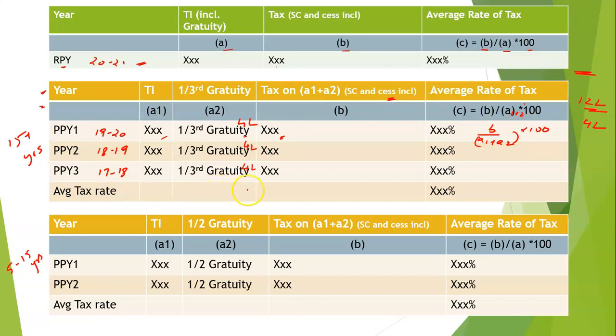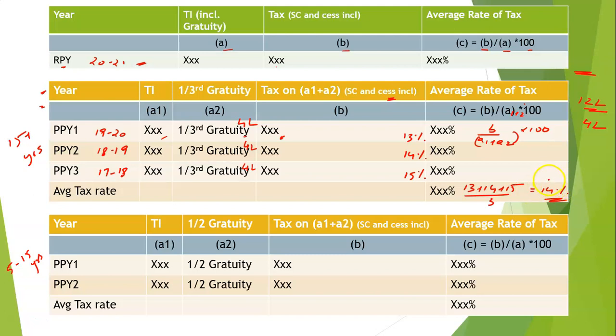Do that for all the 3 years. And finally, when you get all the average rates, calculate an average of those 3 rates. Say this comes to 13%, this comes to 14%, and this comes to 15%. So what will be your average? This will be 13 plus 14 plus 15 whole divided by 3. And what is that? That is 14%.